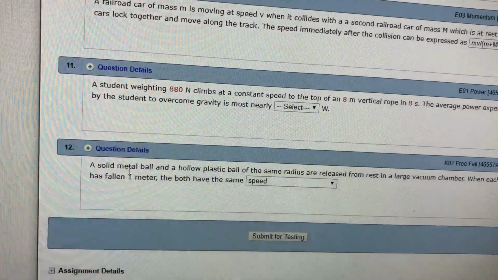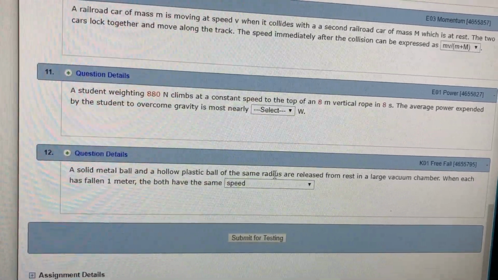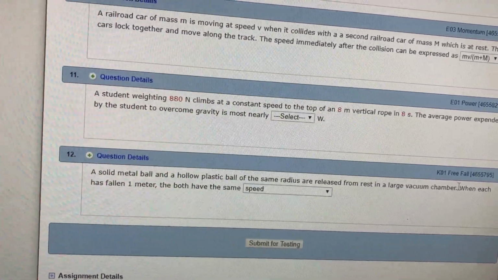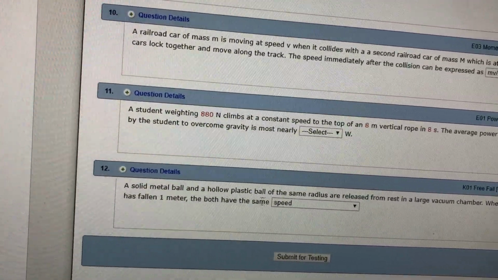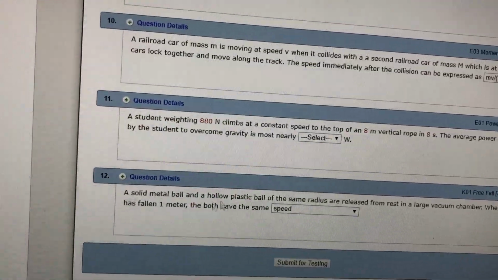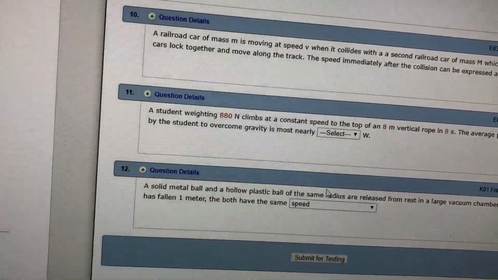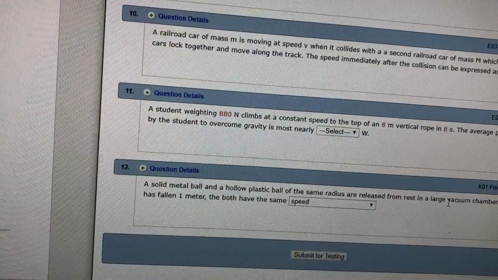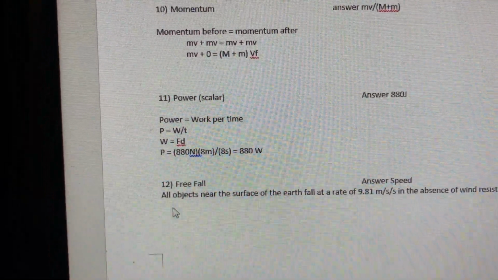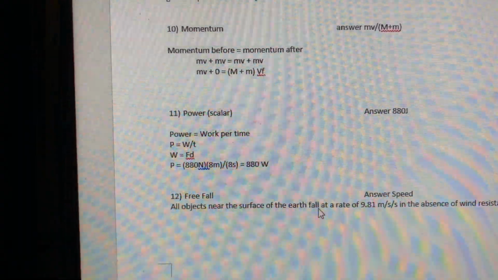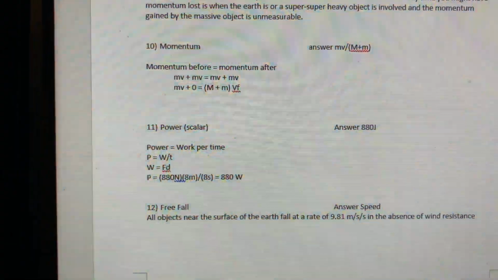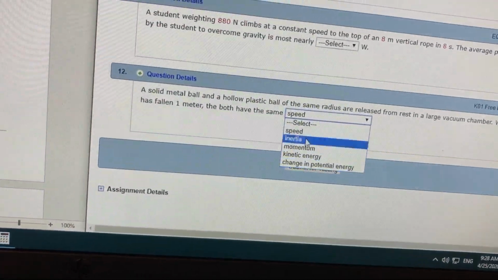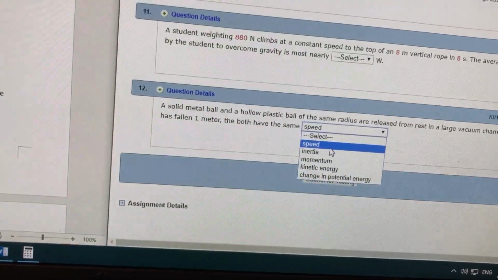And the last one, a solid metal ball and a hollow plastic ball of the same radius are released from rest in a large vacuum chamber. When each has fallen 1 meter, they both have the same speed. So what's going on? I've got a heavy ball and a light ball. They're in a vacuum chamber, so there's no friction. So number 12 is a free fall problem. All objects near the surface of the earth fall at a rate of 9.8 meters per second squared in the absence of wind resistance, but acceleration wasn't one of the choices.